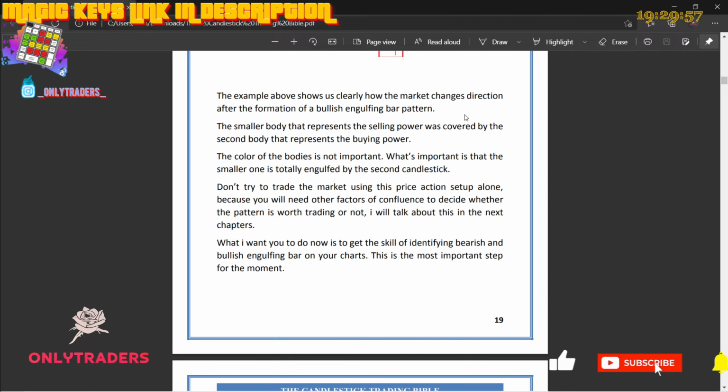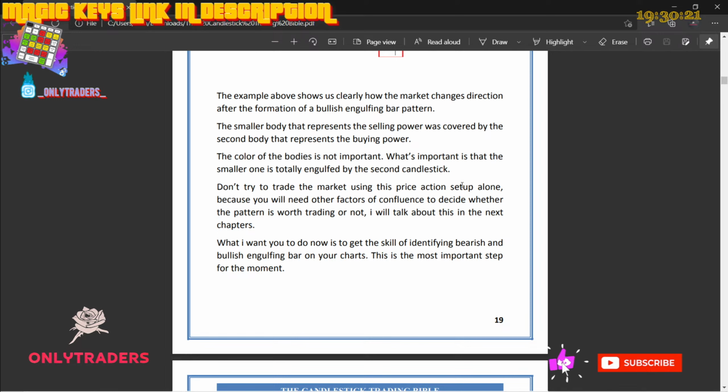So the example above shows us how market direction changes after the formation of a bullish engulfing pattern. The smaller body that represents the selling power is covered by the second body that represents the buying power. The color of the body is not important. What's important is that the smaller one is totally engulfed by the larger candlestick. So yeah, the color of the body doesn't really matter.